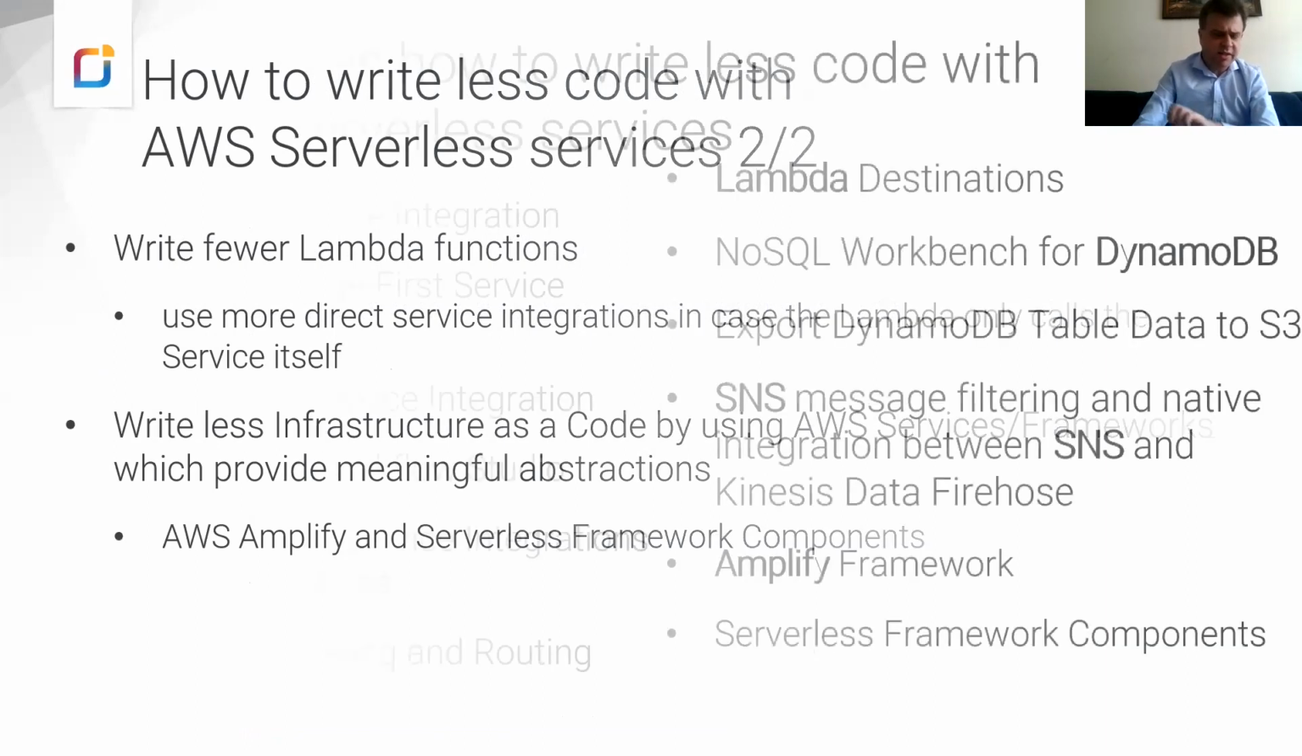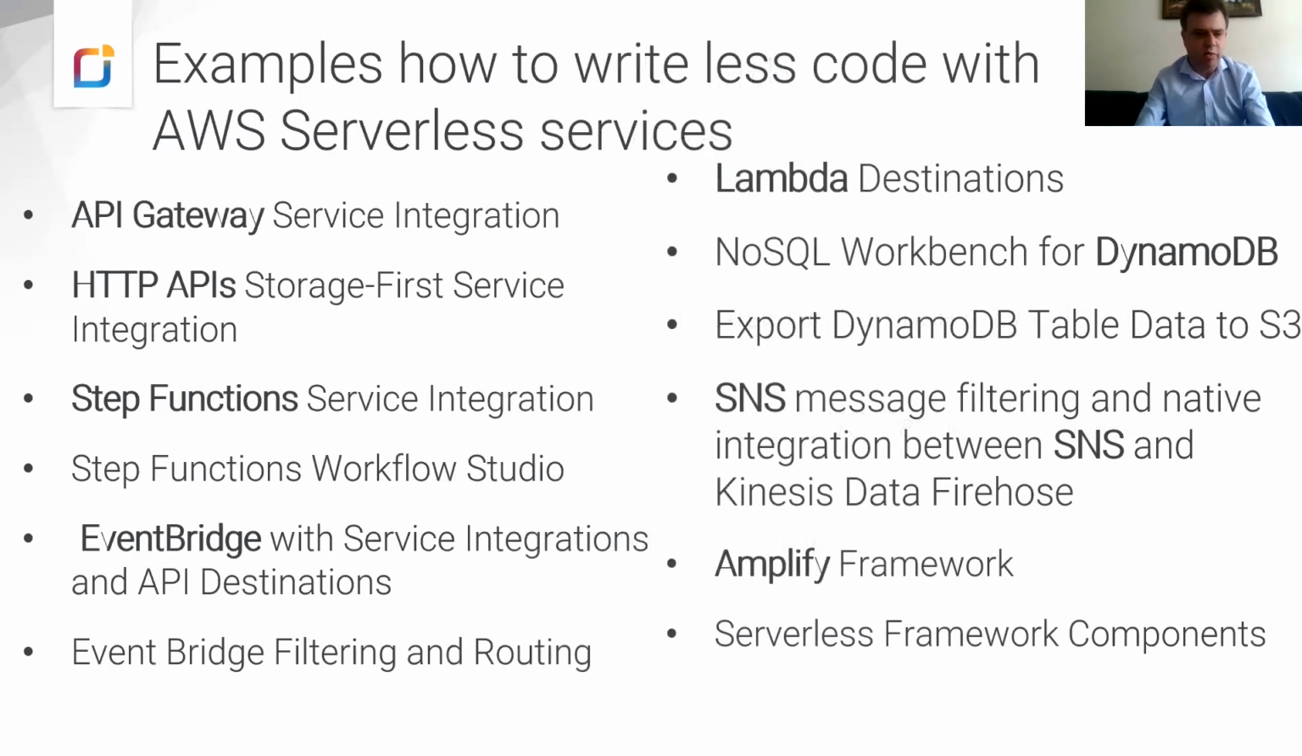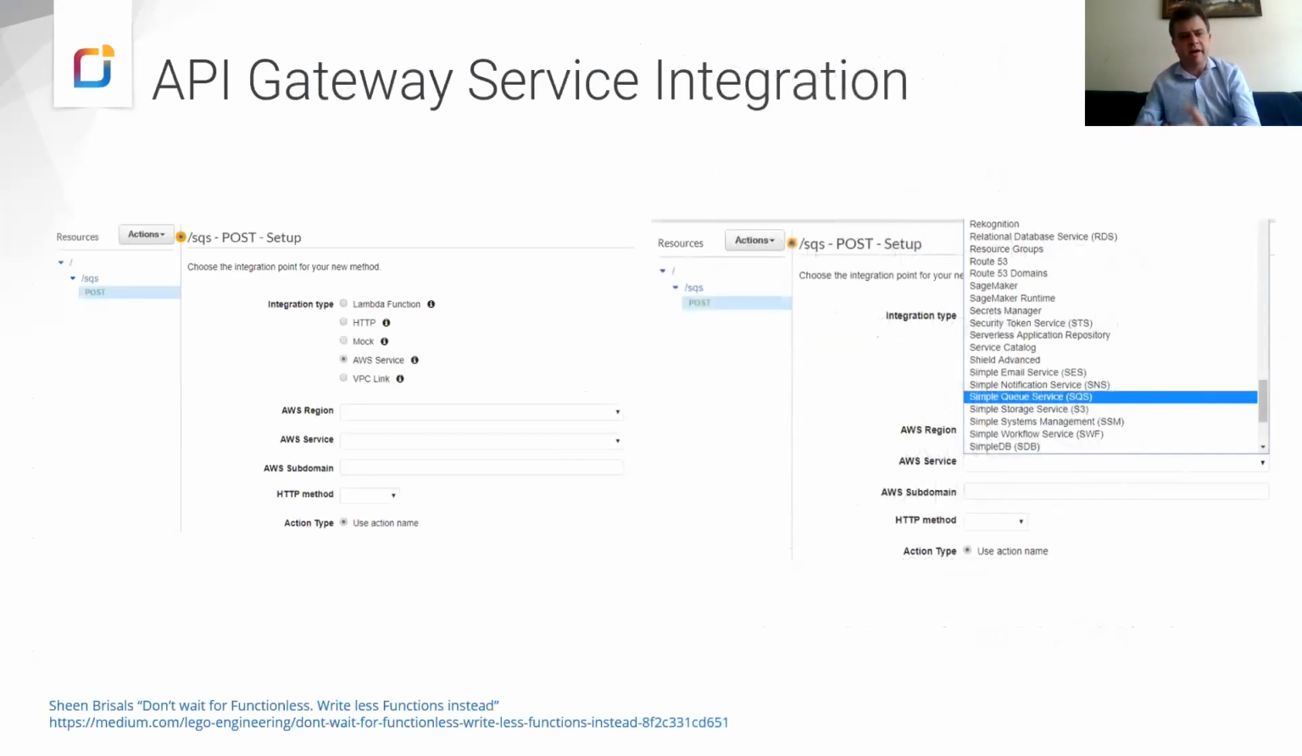So this is the whole list of examples that I could give you, but I will focus only on the main stuff, the patterns for how to reduce code with serverless on AWS. And the first one is direct service integration. For example, API Gateway provides a huge number of services that you can integrate. Nearly every service, Simple Queue Service, Simple Storage Service, DynamoDB, and so on, can be integrated directly.